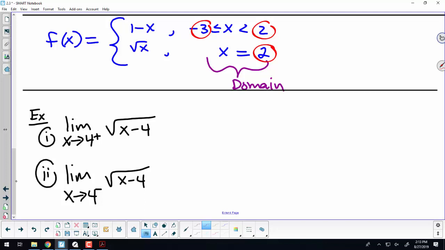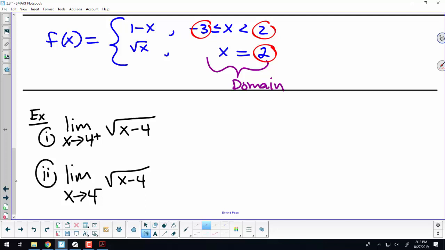If you think about the square root or any even root function, we always know that those have restricted domains. So if I said, let's look at both of these limits here, as x approaches 4 from the left and from the right, which one of those limits could we not compute? 4 from the left. Does everybody agree with that?